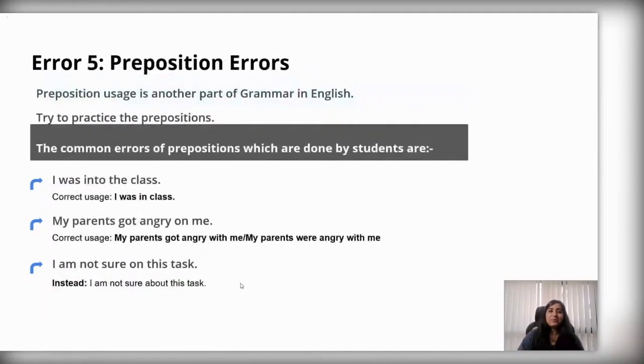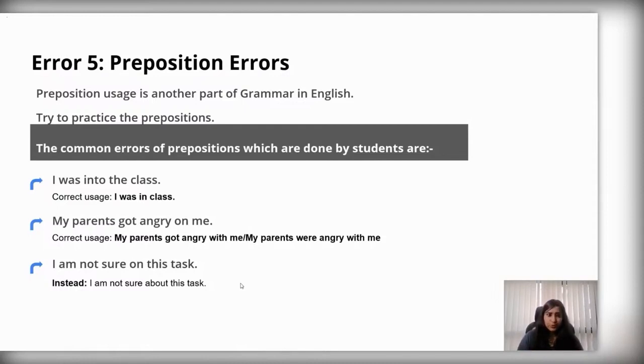all right? And last but not least, error number 5, which is preposition errors, okay? So when we say prepositions, basically it's another part of the English language, part of grammar. Okay, so we're talking about prepositions like in, on, under, over, all those things. All right, so it's important to practice the prepositions. Now let's just look at the common errors of prepositions which are made by students.